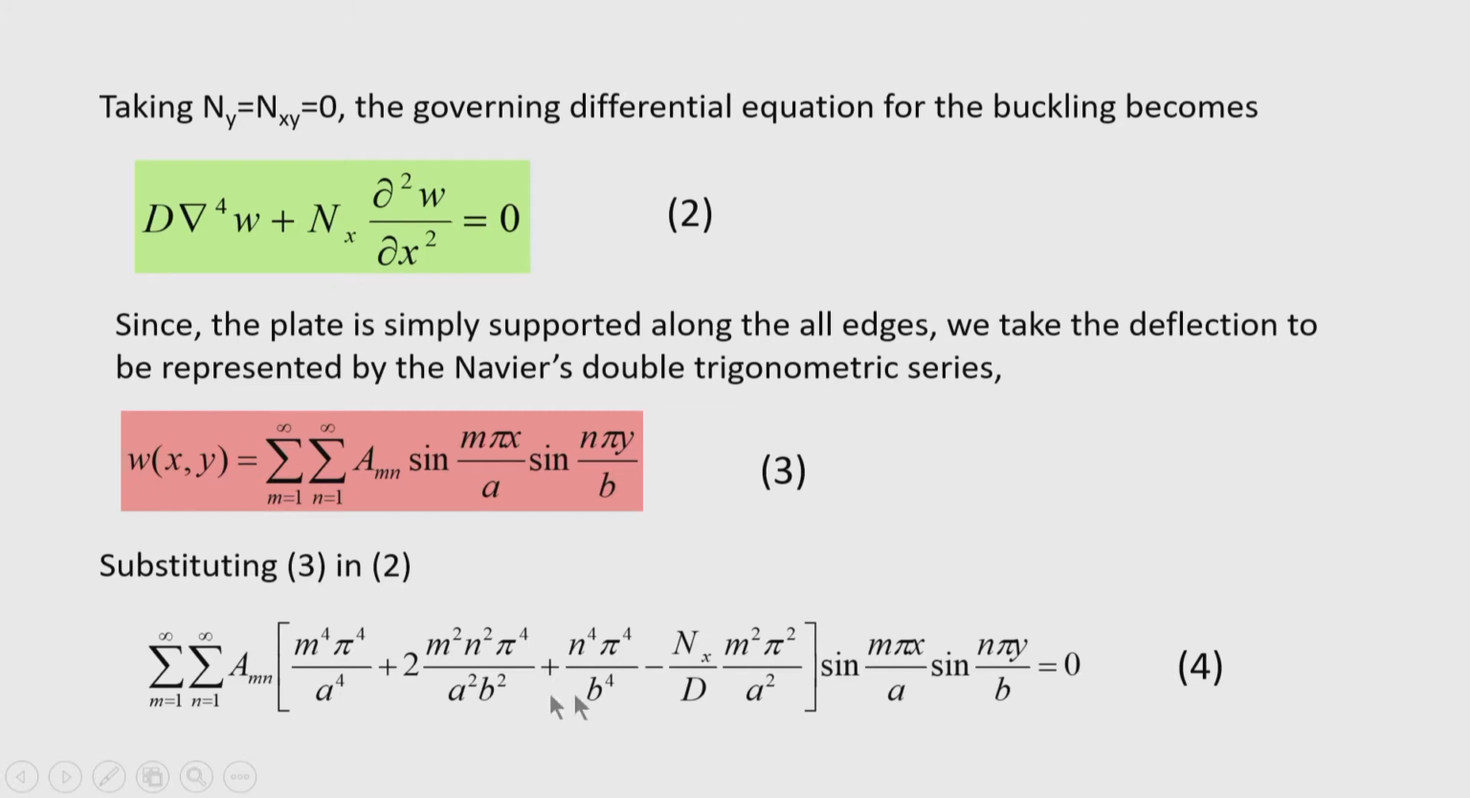You can see in this equation, with Nx del square w by del x square, the second derivative of this function is necessary. So, it is taken and the m square pi square by a square term is coming. The same procedure can be applied when there is say load in the y direction.